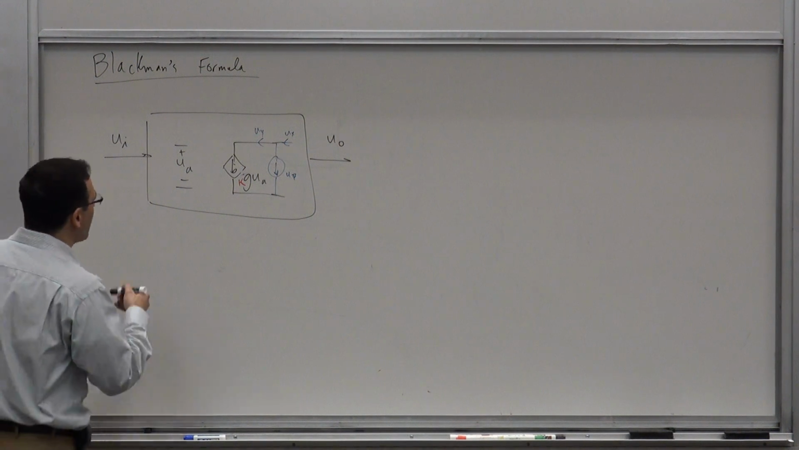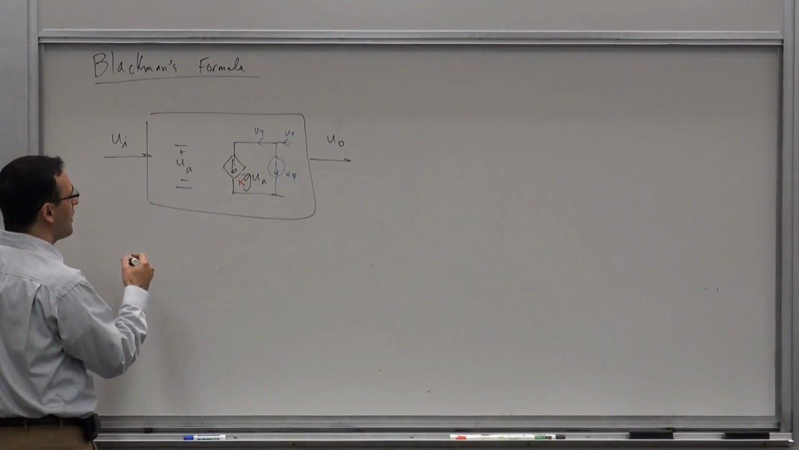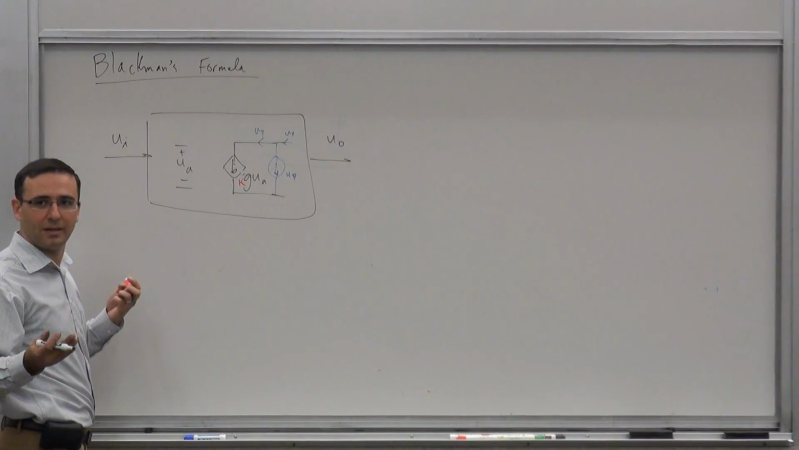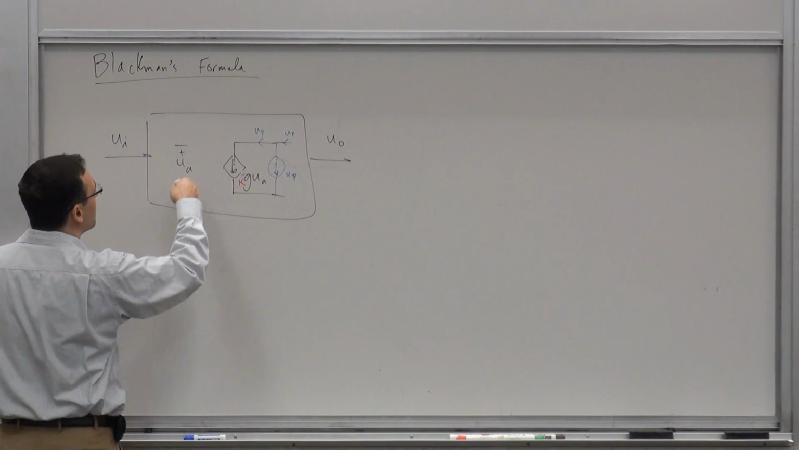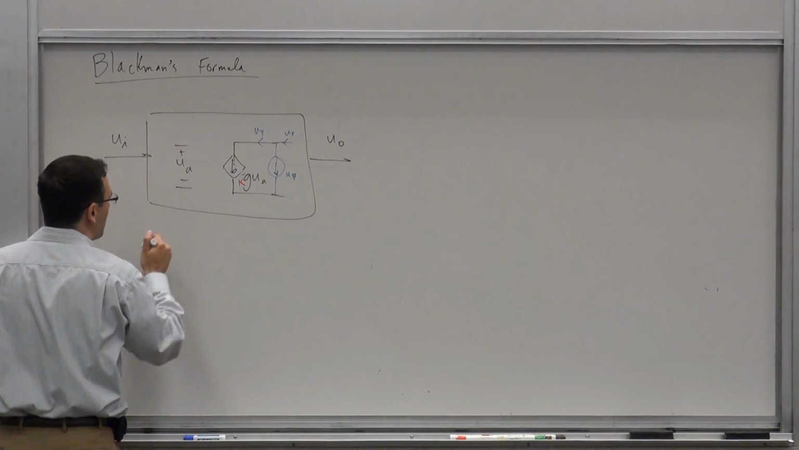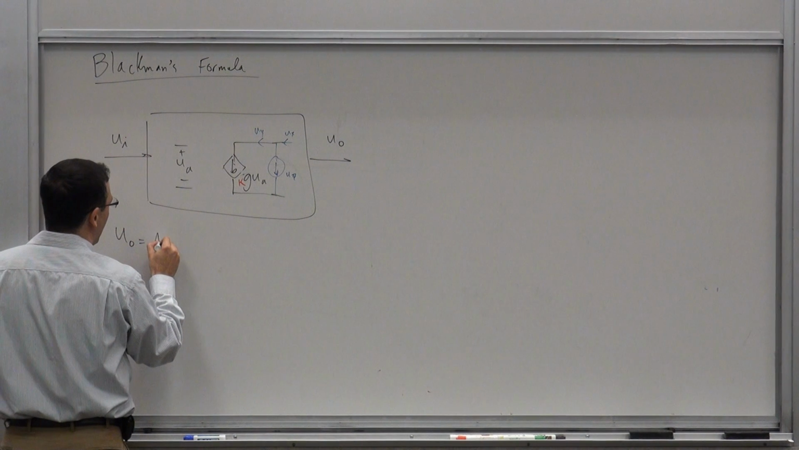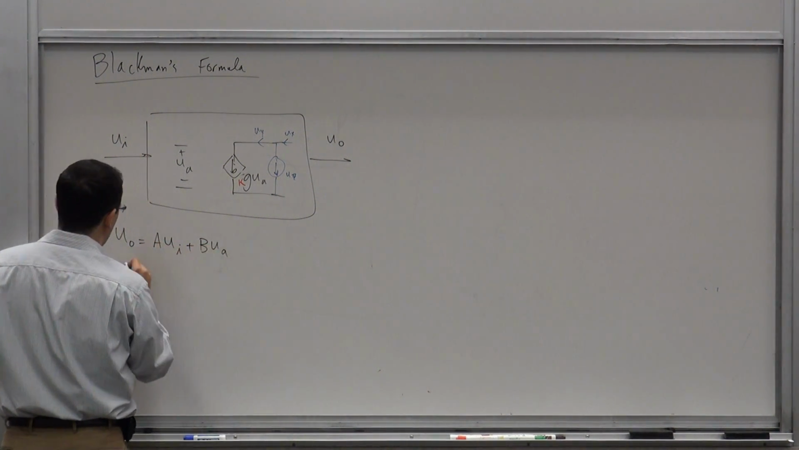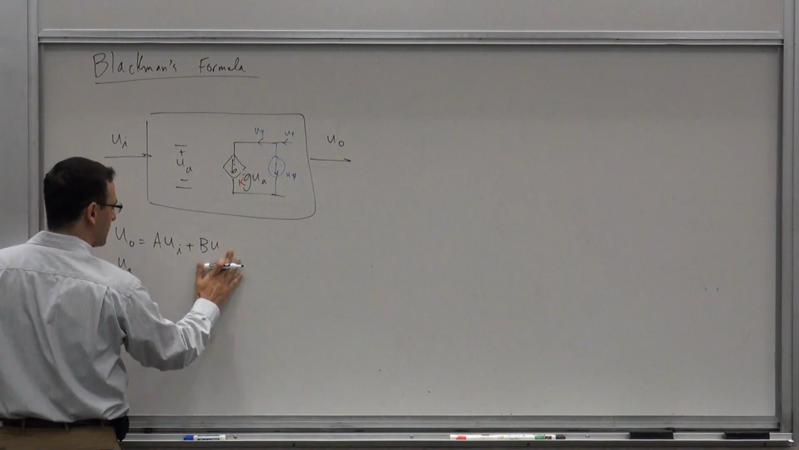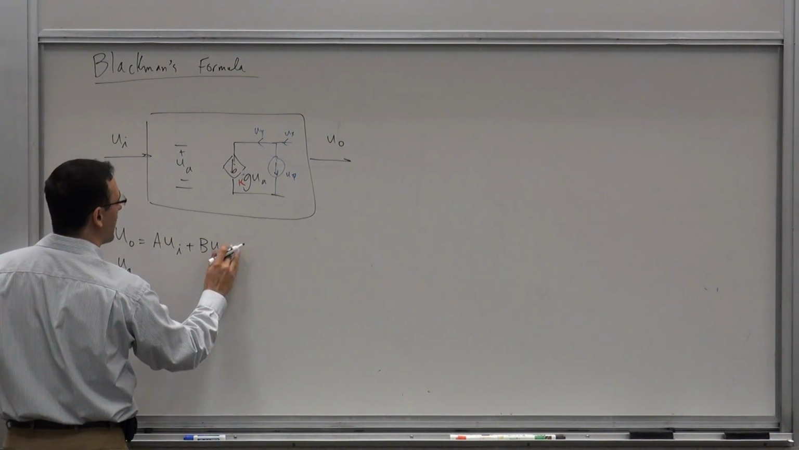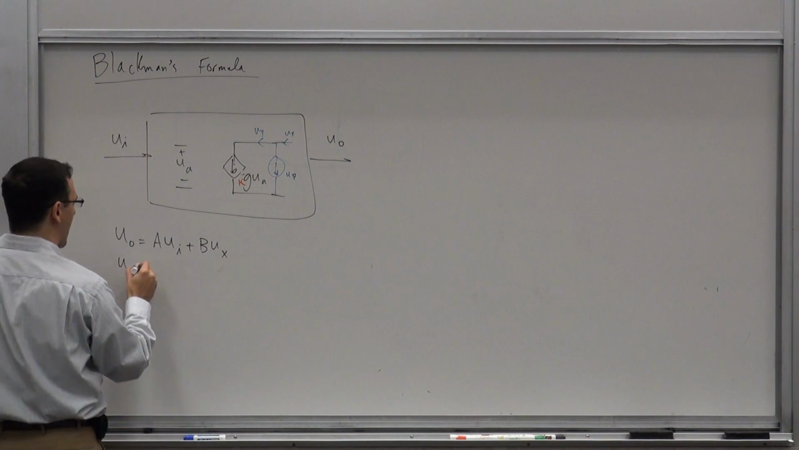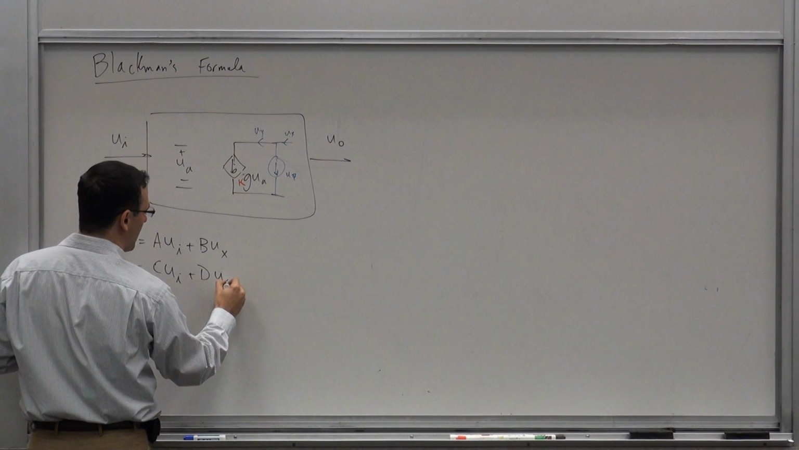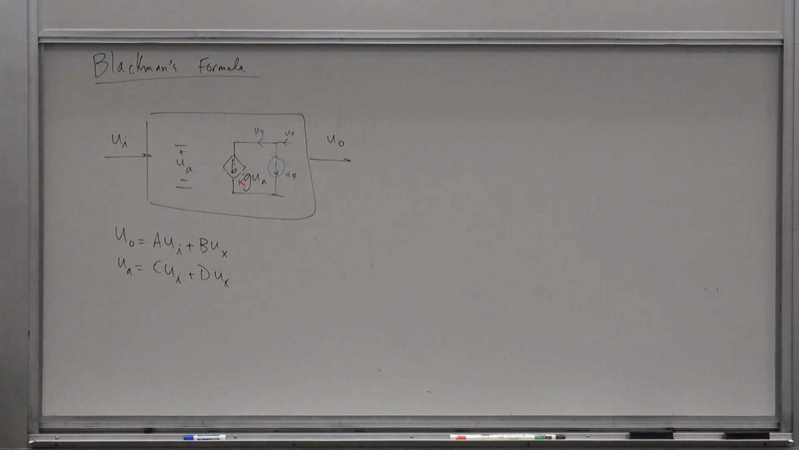In this model, we really have two independent variables, UI and UX, two independent sources. And there are two functions of those, UO and UA. So we wrote them in this format: UO is A UI plus B UX, and UA is C UI plus D UX.